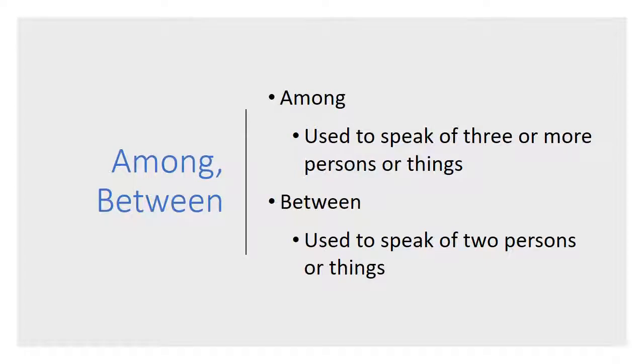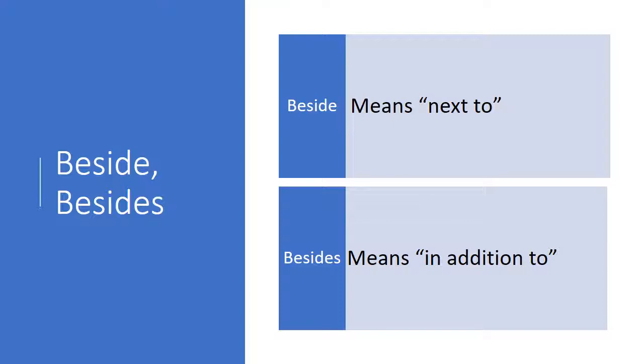Beside and besides. Beside means next to. Besides with an S means in addition to. Examples would be, you have another option besides this one. In other words, in addition to. The carpool parking lot is beside the office, which means next to.